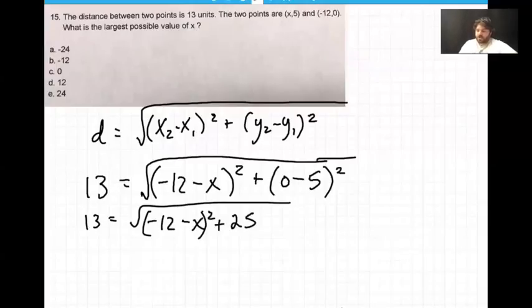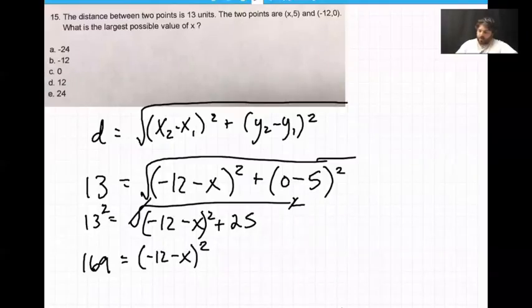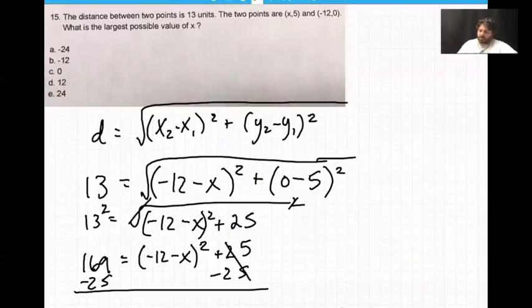Okay, so first thing I would do is just get rid of the square root. So just square both sides. Roots and squares cancel, and we're left with 13 squared, which is 169, equals (-12 minus x) squared plus 25. Well, I can subtract 25 from both sides. Okay, that gives me 144 is equal to (-12 minus x) squared.